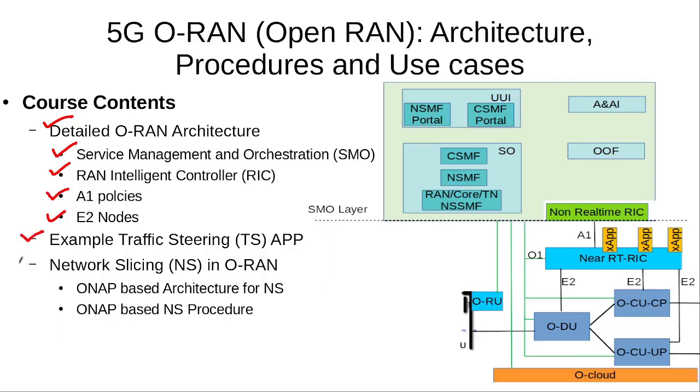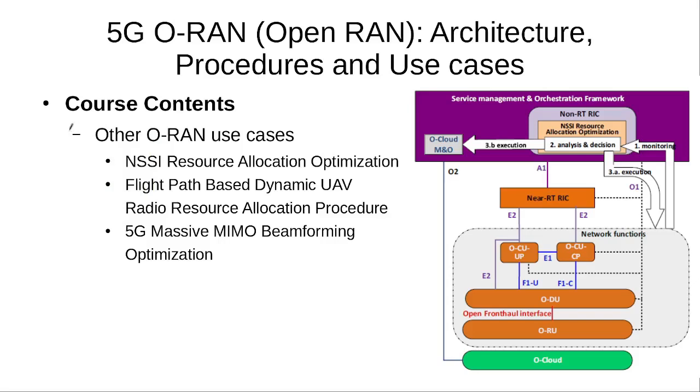And after that, we will discuss the network slicing in O-RAN and how ONAP based architecture can be used for the network slicing in the O-RAN. And then we are going to discuss other use cases of the O-RAN, like the network slicing optimization in O-RAN, the radio resource allocation optimization for a UAV based upon its flight path, and the beamforming optimization in the case of 5G massive MIMO using the O-RAN.